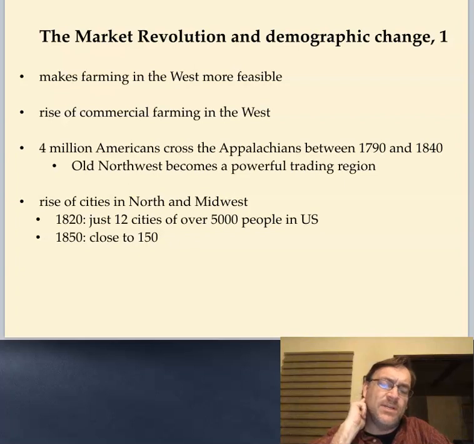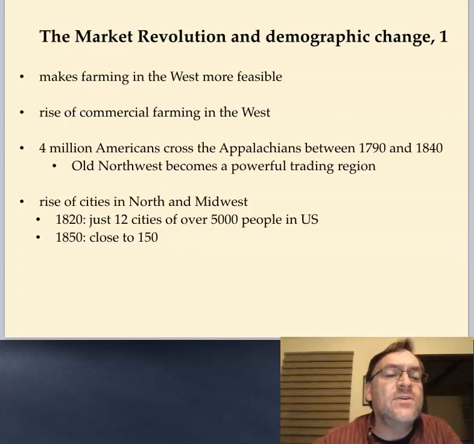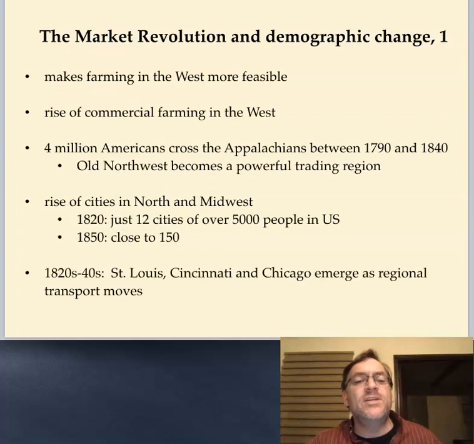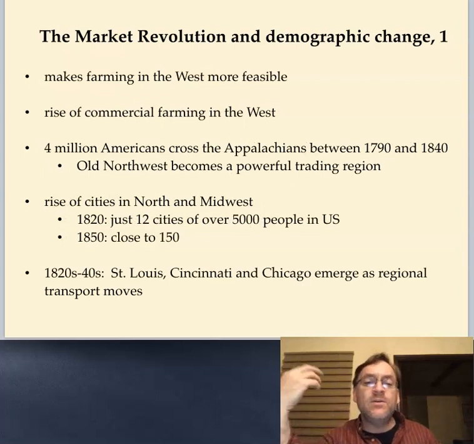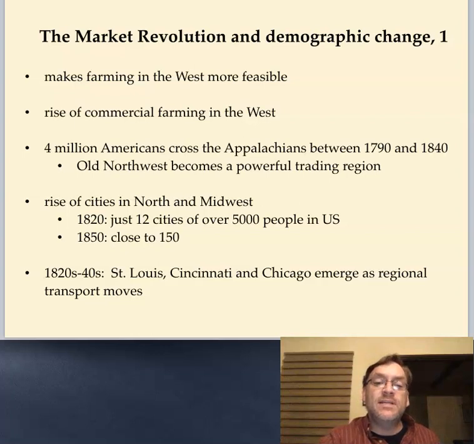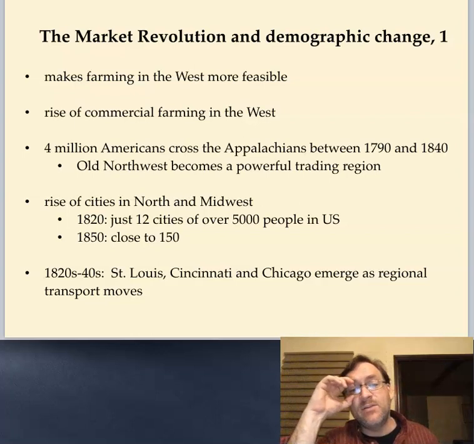The South does not, as we're going to see next time. It does have cities in the South that tend not to grow and spread as much as they do in the North and the Midwest part of the country. In 1820, there were just 12 cities of over 5,000 people, but by 1850, only 30 years later, there's close to 150. So you can see there's a major process of urbanization going on here. And you see the birth and growth of Midwestern cities that hadn't existed before. Chicago isn't actually founded until the 1830s.